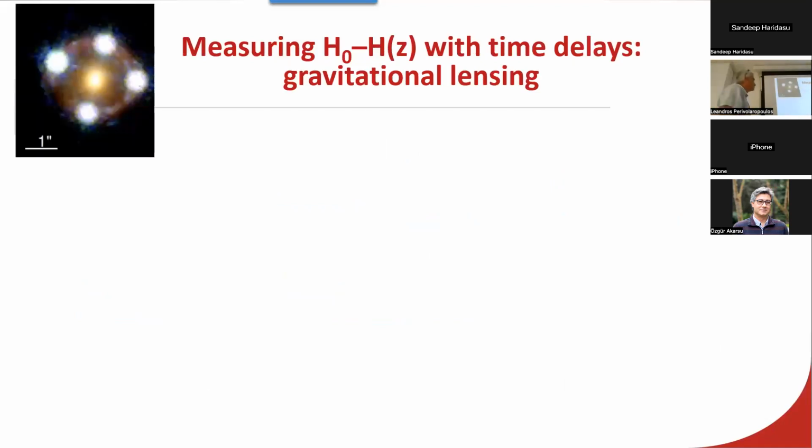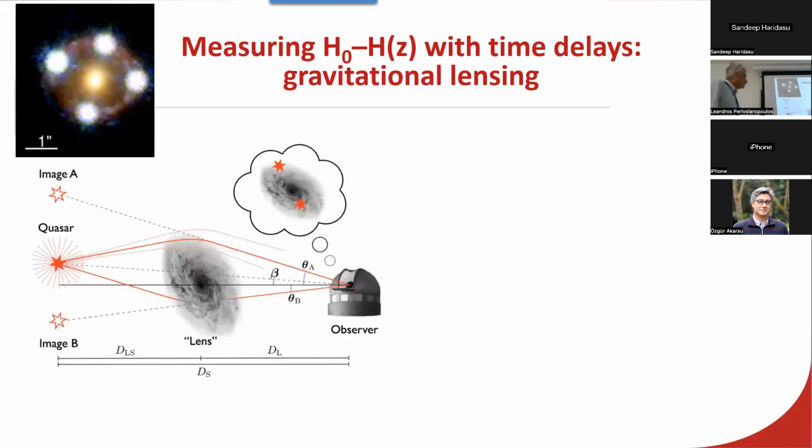Another way to measure H0 and H of z is using gravitational lensing. It's completely independent. What you do is look at a lensing cluster, for example, and you see the images of background galaxies due to lensing by the galaxy cluster.